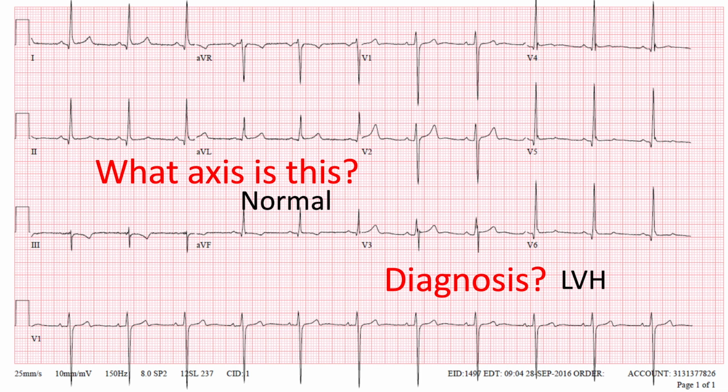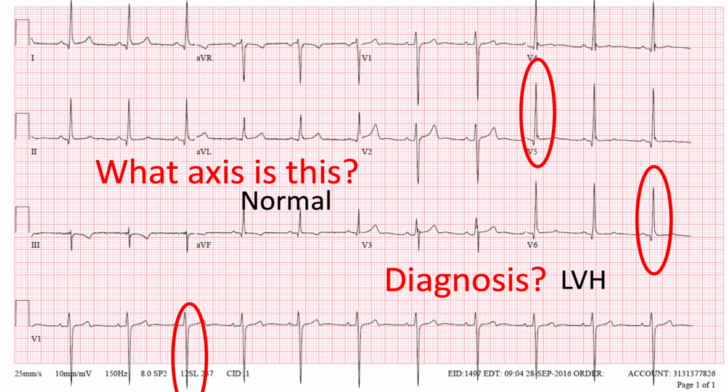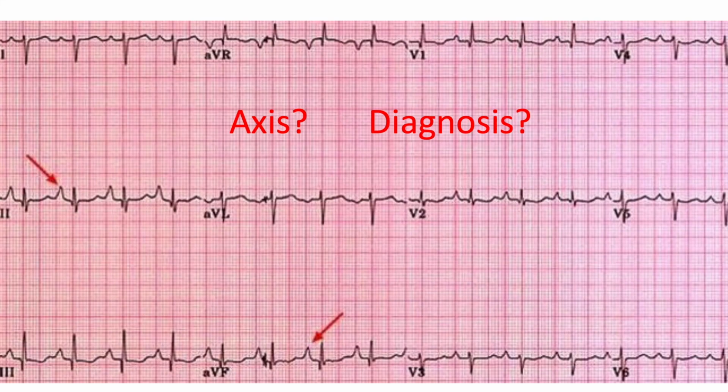But just know that you can have left ventricular hypertrophy with a normal axis depending on the person's anatomy. Sometimes you'll have a left axis deviation, sometimes not. A lot of times they will be technically in that normal range, but on the left side of normal. And those are just all of those tall QRS complexes.